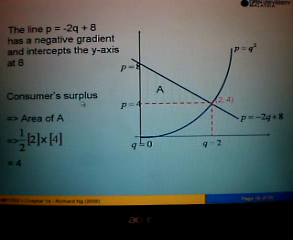So from here, consumer surplus is denoted by the area A here, above the market equilibrium point. So therefore, the area of A is half times base times height. So the base is 2, the height is 4 here.